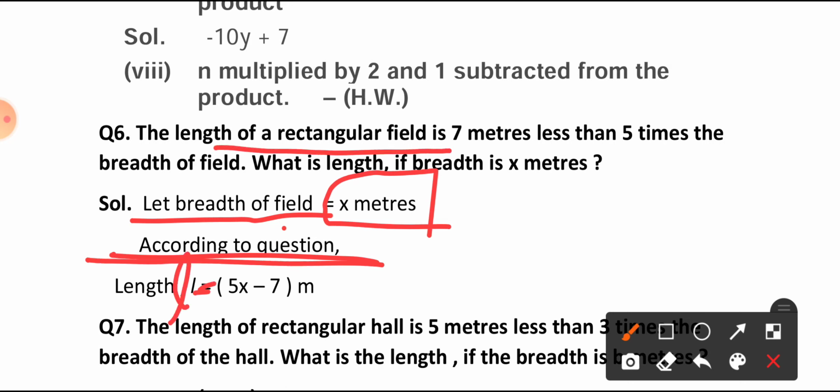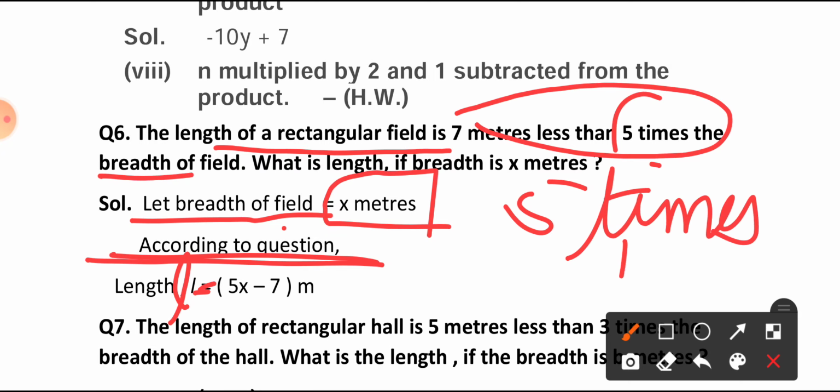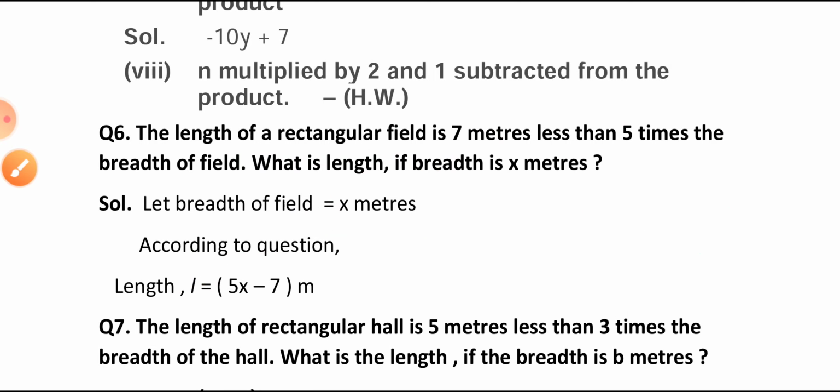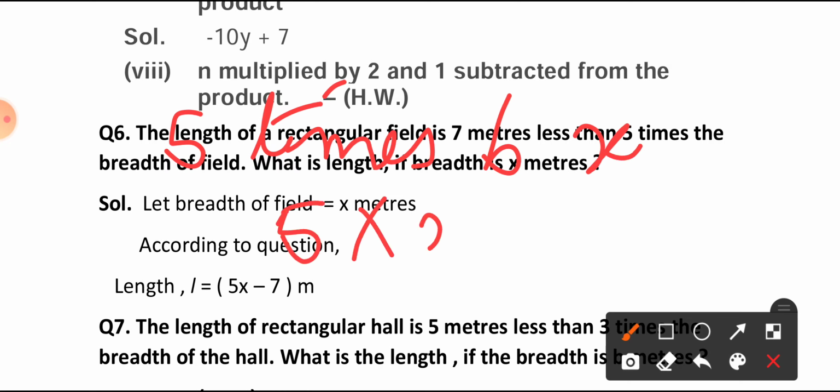The length of the rectangular field is 7 meters less than 5 times the breadth. 5 times, what do you mean by times? Times का मतलब होता है multiplication. 5 times breadth, and breadth is given as x meter. It means 5 multiplied by x. So first of all you have to write 5x.